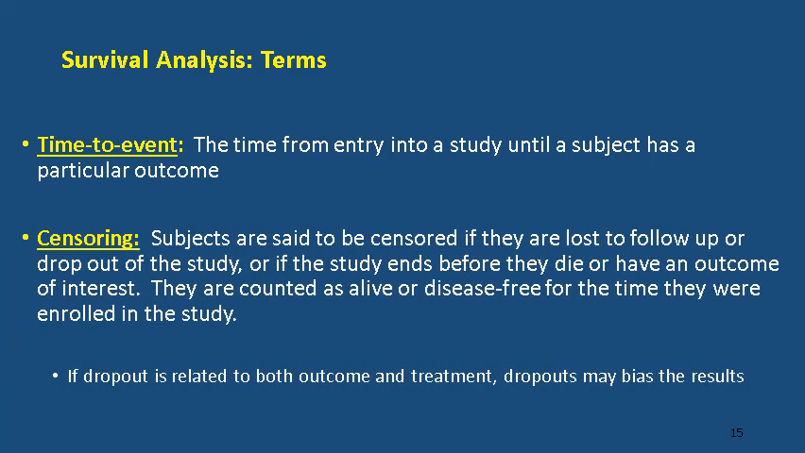Censor. Subjects are said to be censored if they are lost to follow up or drop out of the study, or if the study ends before they die or have an outcome of interest. They are counted as alive or disease free for the time they were enrolled in the study. If dropout is related to both outcome and treatment, dropouts may bias the result.